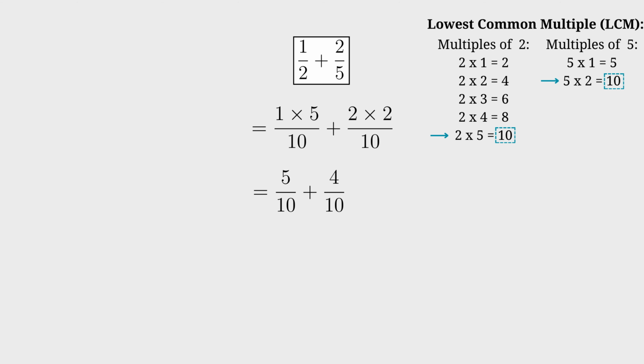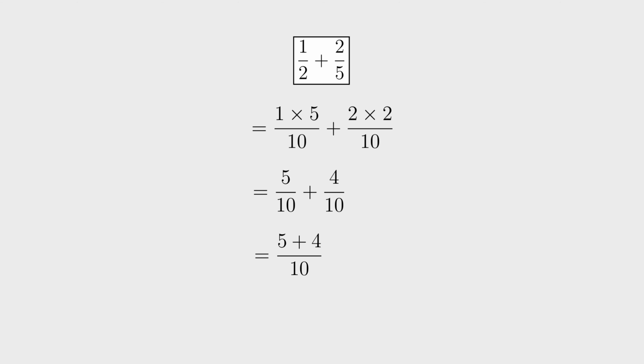Put the two fractions together over 10, and then add 5 and 4. This will give you 9 over 10. Ask yourself, is this in its simplest form? And yes, it is. So 9 over 10 is your answer.